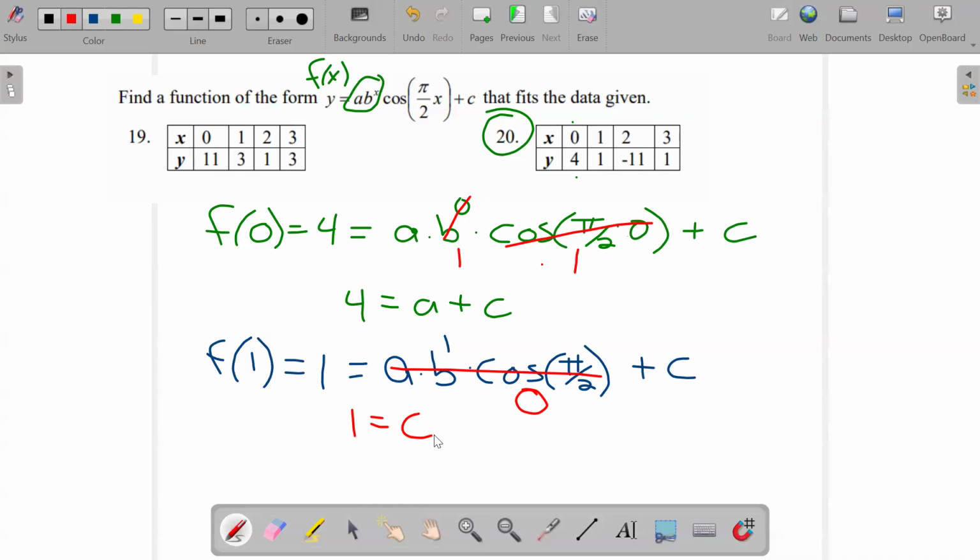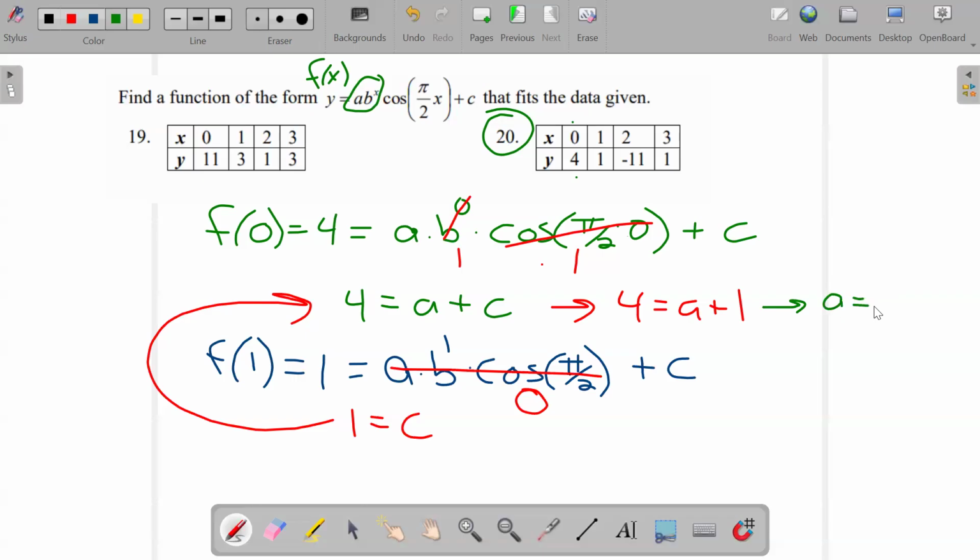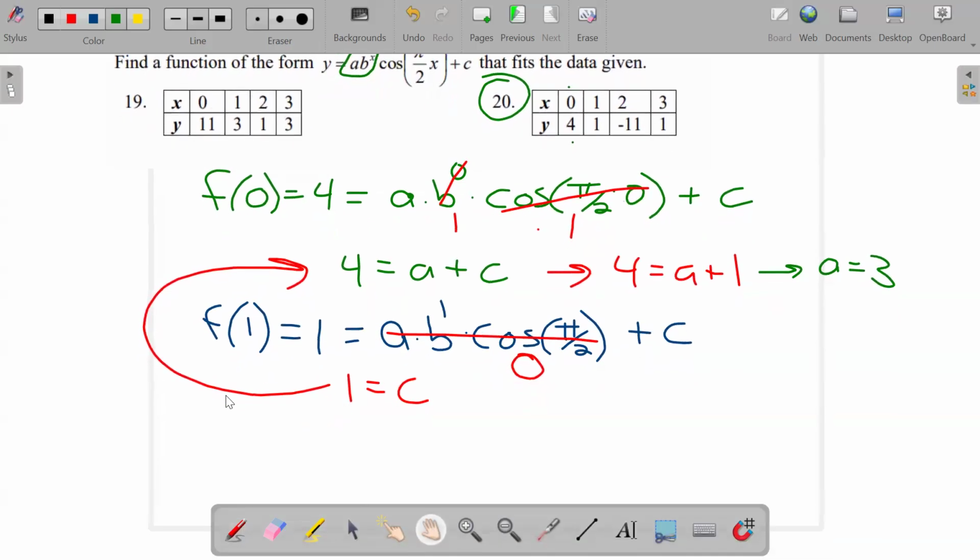That allows us to backtrack over here. So now I've got 4 equals a plus 1. Subtracting that 1, I get a equals 3. All right, making progress. The next point should be able to get a final value. So plugging in 2, f of 2, according to the table, should equal negative 11.